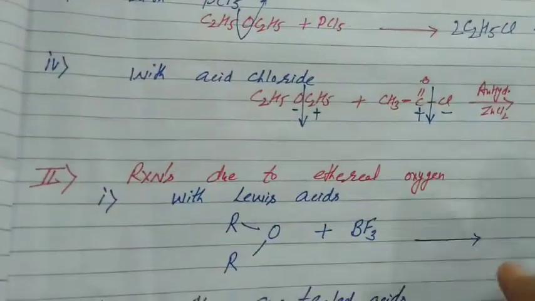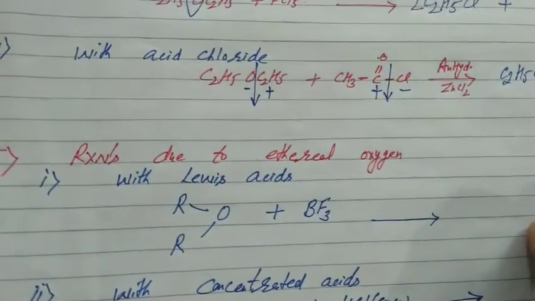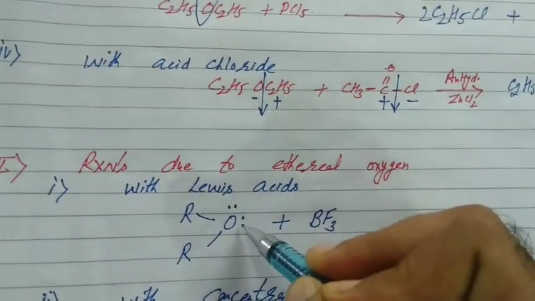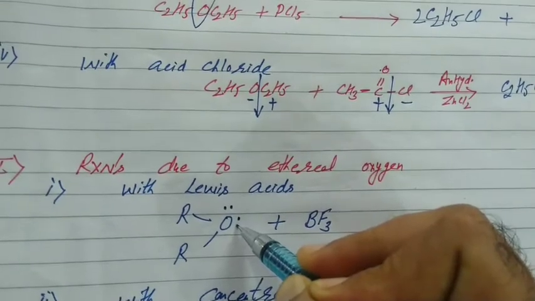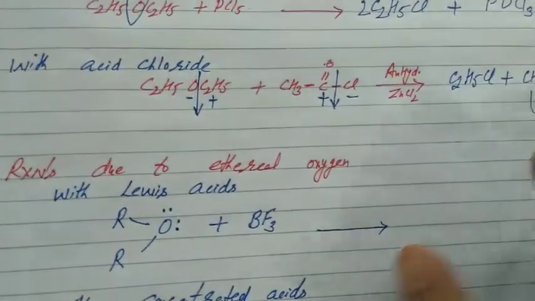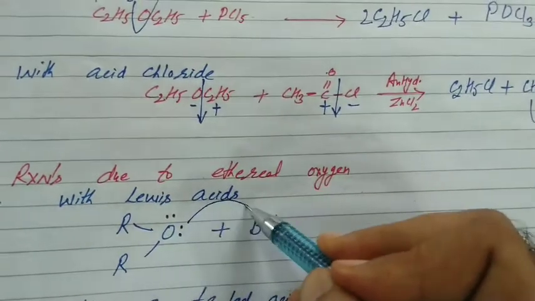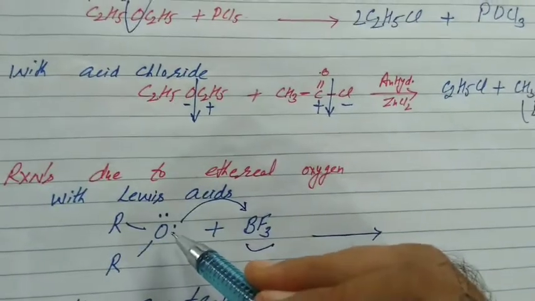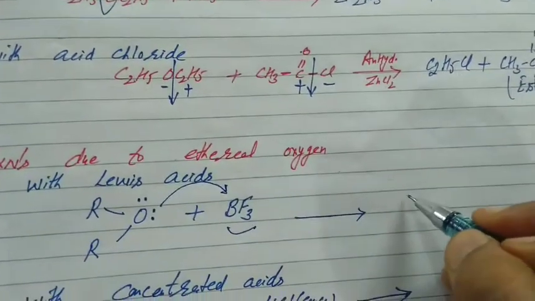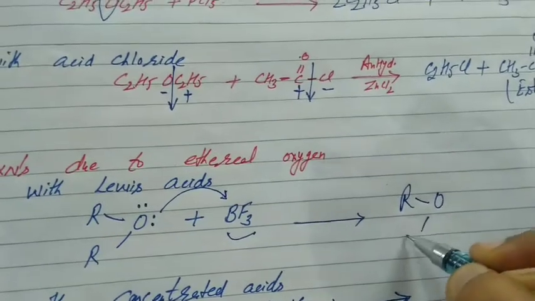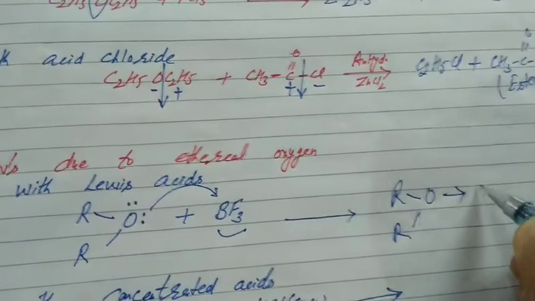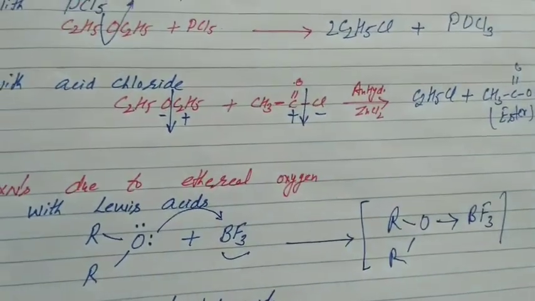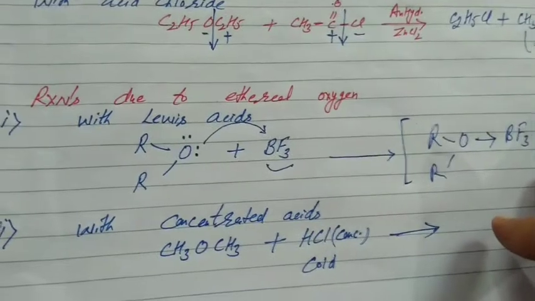Now next, second type, reactions due to ethereal oxygen. Students, the oxygen atom of ether participates now in these reactions. First with Lewis acid, that is, upon treating ether with electron deficient species, what will happen, students? Formation of coordination bond. Coordination complex is formed. It is electron deficient, acts as Lewis acid. Oxygen donates its electron pair, leading to the formation of coordination complexes. ROR, boron trifluoride. Coordination complexes.